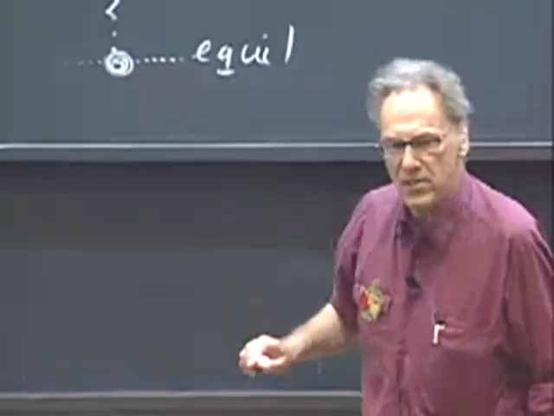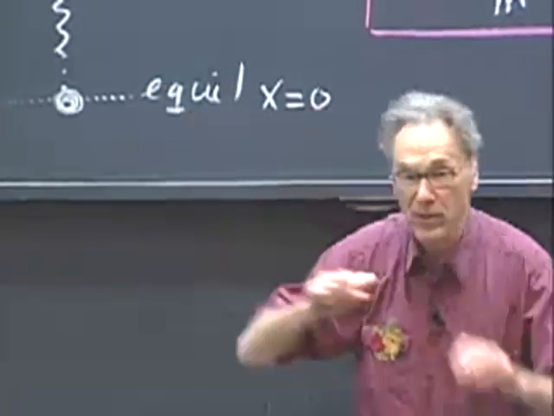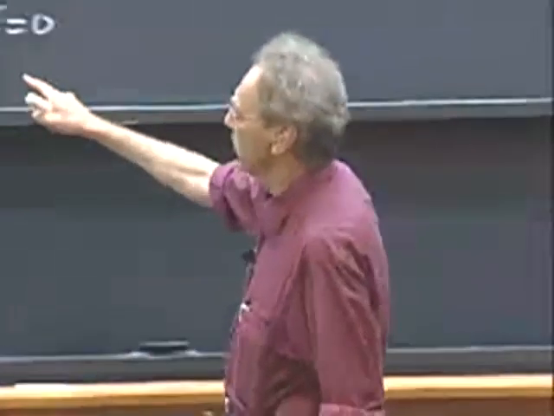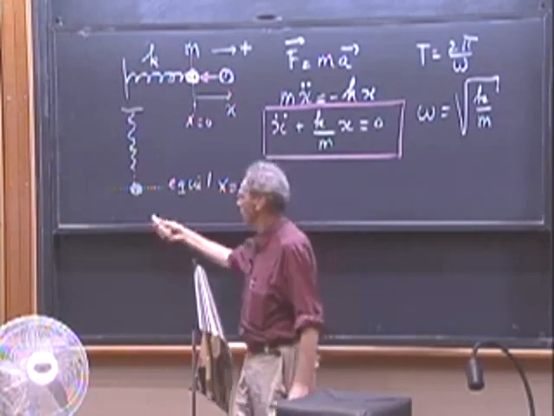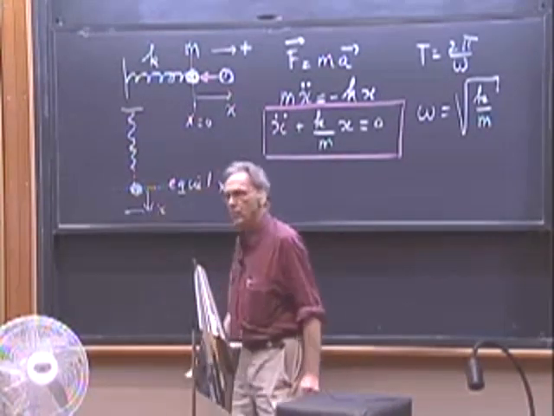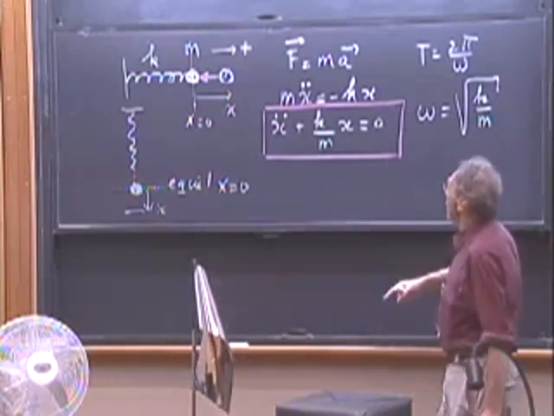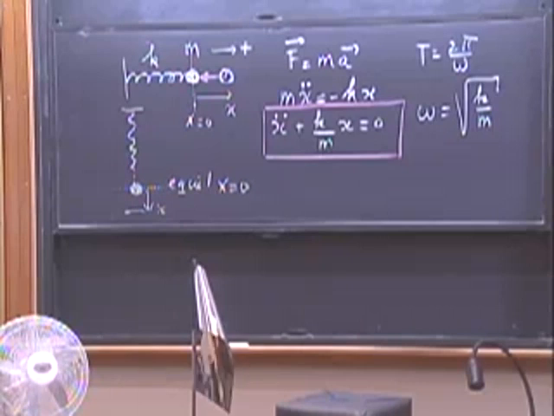What it means is that you can define this as x equals zero, ignore gravity completely, and set up your differential equation as if there was no gravity, and this is x equals zero. So you offset it over a distance x from that equilibrium position. You only allow for a spring force minus kx, and everything works. And, of course, you should be able to prove that that is correct.